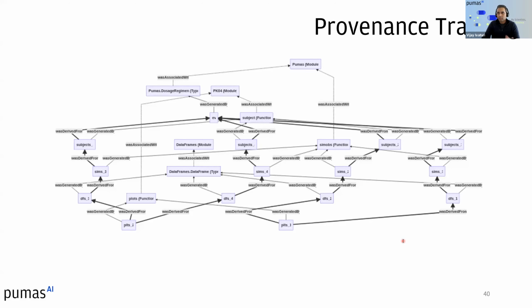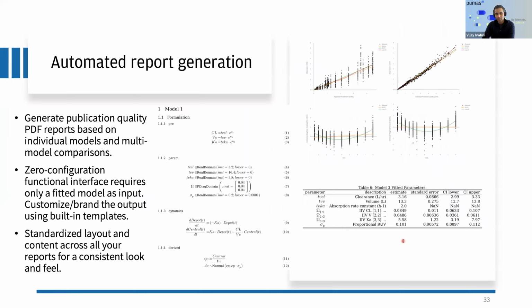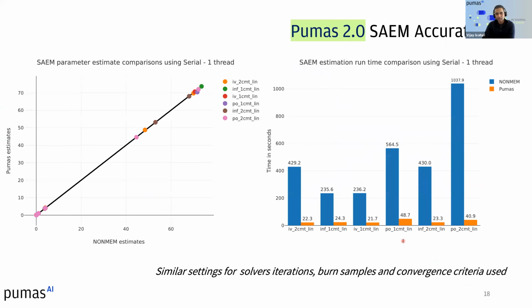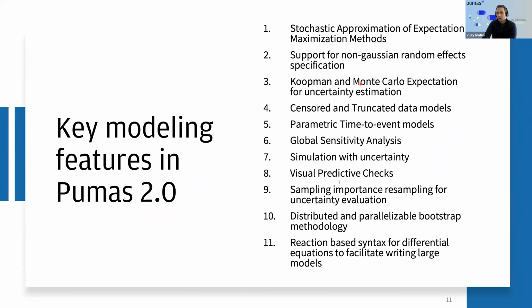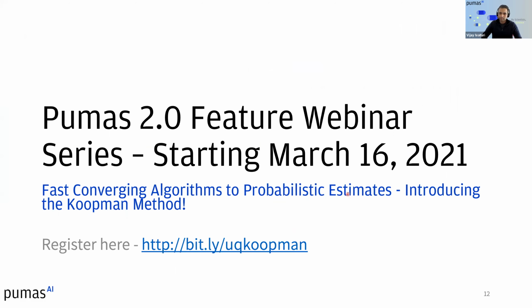Okay. So that is a very, very quick 45-minute breeze through of what Pumas 2.0 has to offer. I know this was very quick, but I highly recommend that if you are interested to learn more about 2.0 and all the nice features that are coming up, please do register for this webinar series that is starting on March 16th, where we will be talking about a lot of these features and some of the new workflows that are coming up for Pumas 2.0. And with that, thank you again for listening, and I am happy to answer questions and have any discussions.